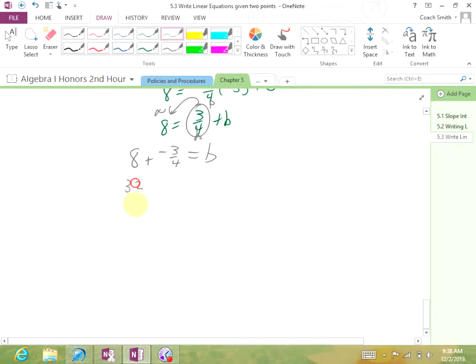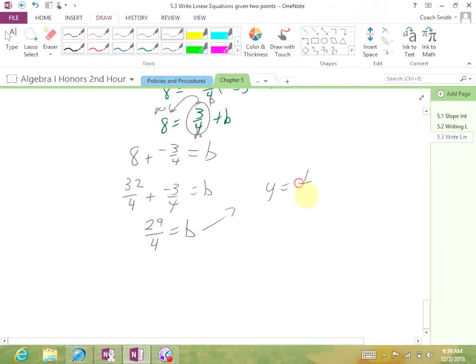That would be 32 over 4 plus negative 3/4. Which is, what is that? 29 over 4. 29 over 4 equals b. So that means y is equal to negative 1/4 x plus 29 over 4.